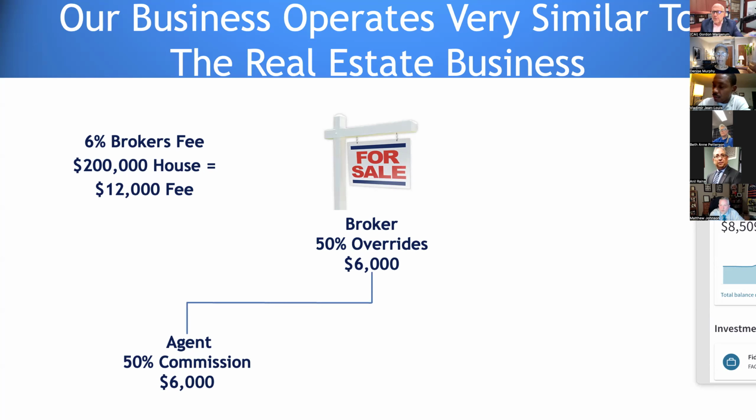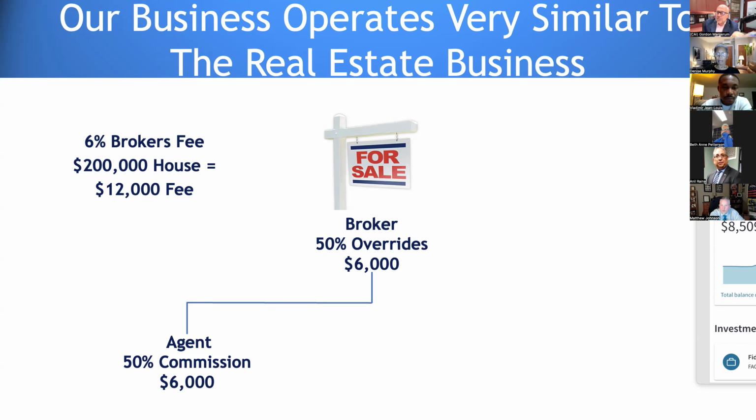So let's just talk about the real estate side. On average, it's about 6%. So a $200,000 home these days probably should be 400,000. But in this case, on 200,000, 12,000 in fees get paid out. 6,000 goes to the agent, 6,000 goes to the broker.